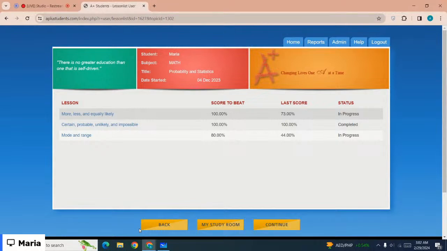Here I am on grade 1 math. The chapter we are going to start with is probability and statistics. Let's start with the very first lesson, that is more, less, or equally likely.